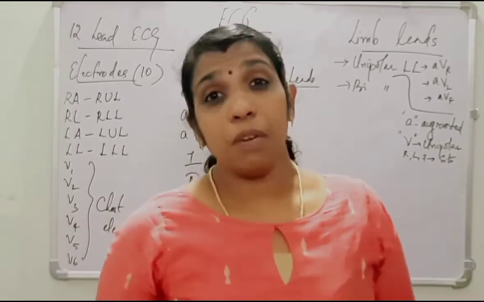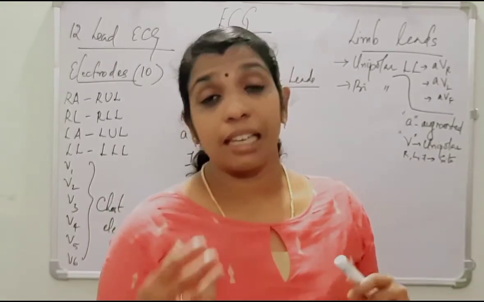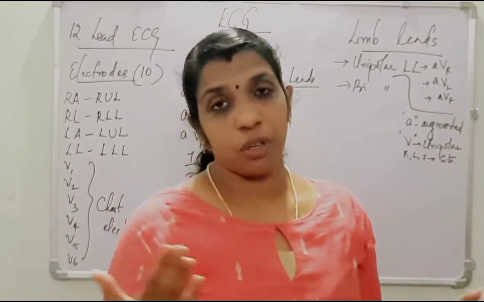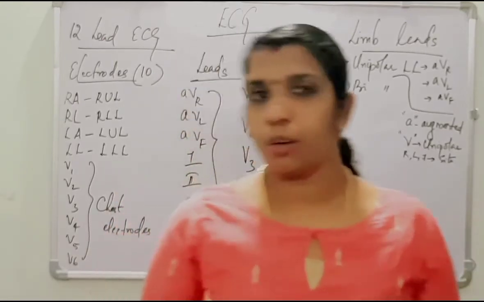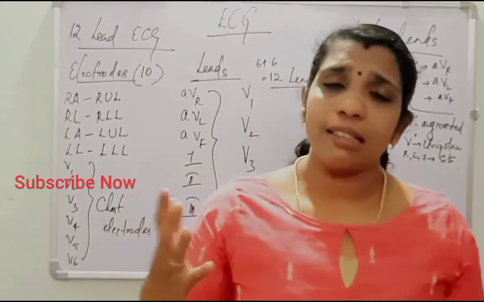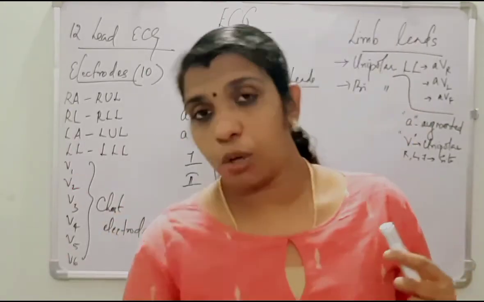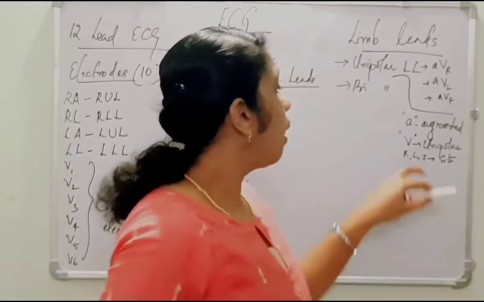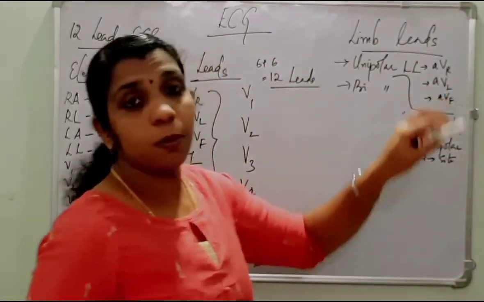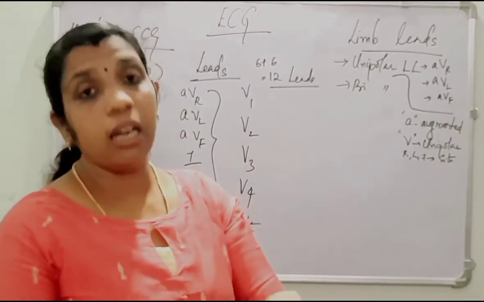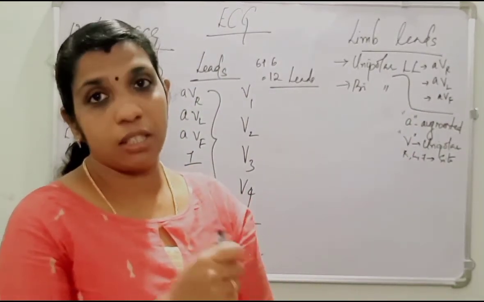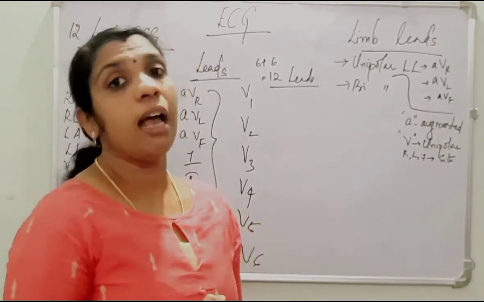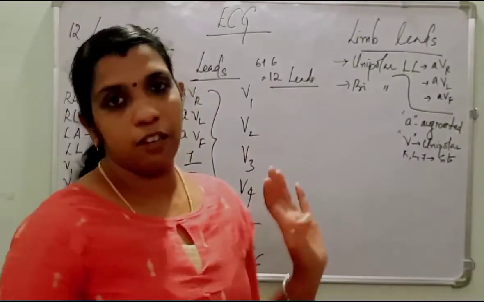See, these limb leads record the electrical activity which is towards the right shoulder, left shoulder and also left groin. So we can place the electrodes anywhere just below the area, and usually it is placed on the arm. Right arm lead is placed just above the right wrist joint, left arm just above the left wrist joint and also left foot, just above the left ankle joint. Like this it will be placed.